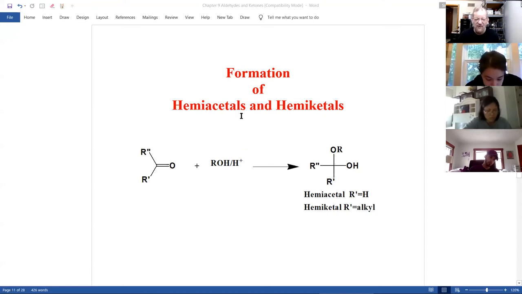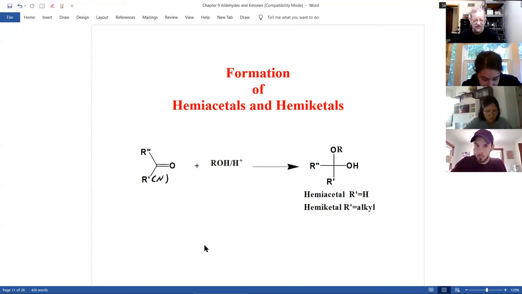First one is formation or synthesis of what we call hemiacetals and hemiketals. I have it written this way, but anyways, you take a ketone or aldehyde. If R prime is H, it's an aldehyde, and now react it with an alcohol with acid catalyst. When R prime is H, you make a hemiacetal, which I'll never ask on a test. And yes, there's IUPAC nomenclature, which I won't be teaching you. And if R prime is alkyl or aryl, a ketone, it's a hemiketal.